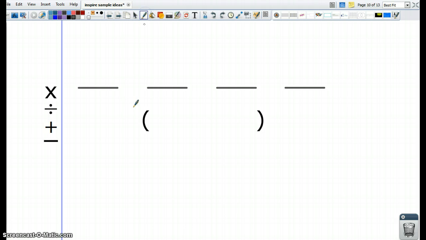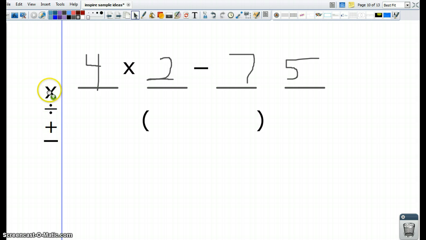Once again, something that came out of a need that I had in the classroom. If I had 4, let's see, 2, 7, 5, and then I can drag in some operations here. So maybe 4 times 2. And bring some of these in.